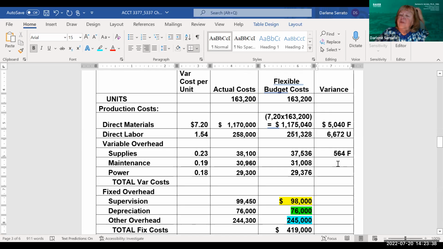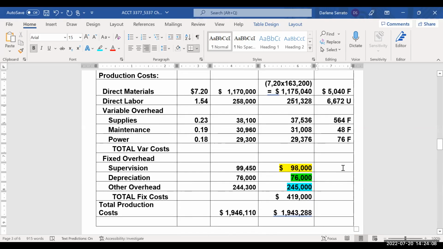F is the letter for favorable. U is the letter for unfavorable. So 31,008 minus 29,376 gives us a 48. Favorable. For power, it's going to be 76. Favorable.